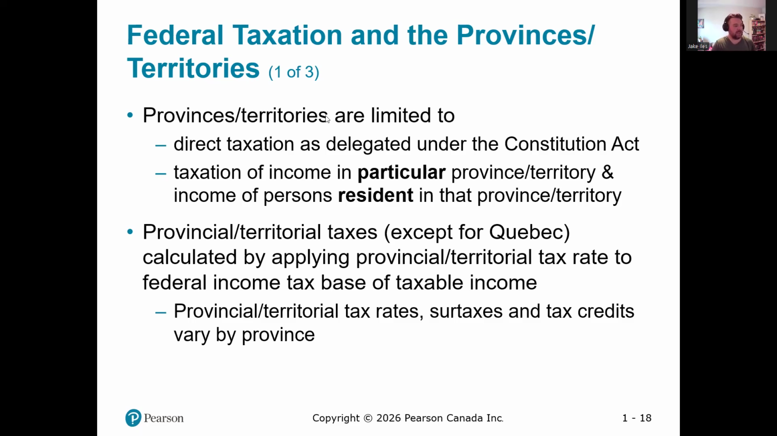The provinces and territories are limited to direct taxation and taxation of income in the particular province or territory. So for a person who lives in Ontario, their provincial taxes will go to Ontario. Alberta can't tax someone who is a resident of Ontario and use that money for their own purposes, whereas both provinces will pay federal taxes to the overall government.